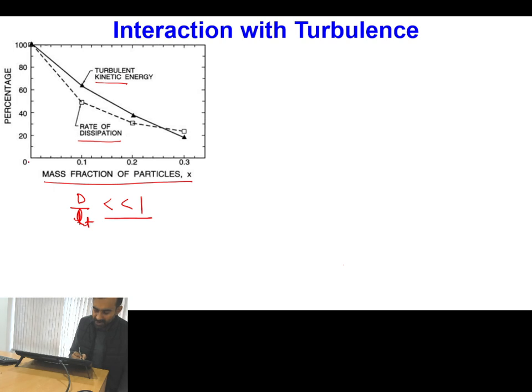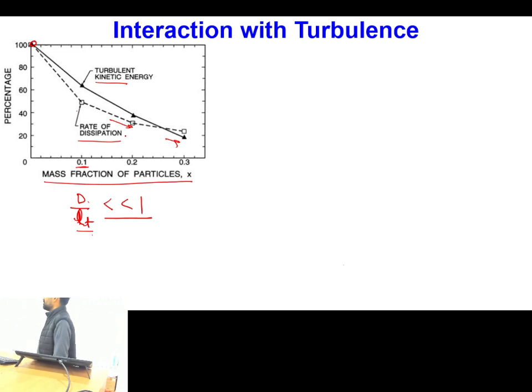So when there is no particle present, say this was my turbulent kinetic energy and rate of dissipation. When I am having 0.1 fraction of particles present, then this is the decrease. And decrease is why? Because the particles are present in length scale such that d by lt is very small than 1. And if I increase the mass fraction of the particles, then reduction in the turbulent kinetic energy will be more. Okay, so more the number of particles present in the flow, more will be decrease in the turbulent kinetic energy.